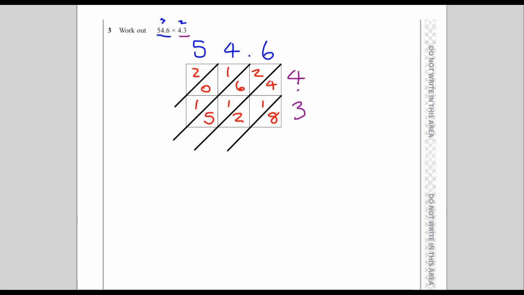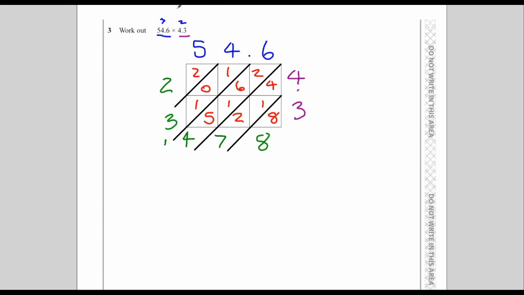Now what we do is we go along each diagonal and we add up those numbers. So first one, all we've got is the number 8. So we're going to write that down. The next one, we've got 2 plus 1 plus 4, 7. 2 plus 6, 8, plus 1, 9, plus 5, 14. So 4, carry your 1. 1 and 1 and 1, 3. So our numbers are 2, 3, 4, 7, 8.